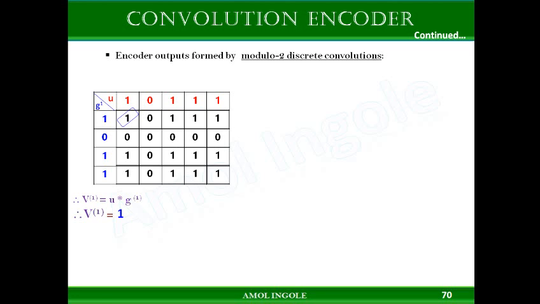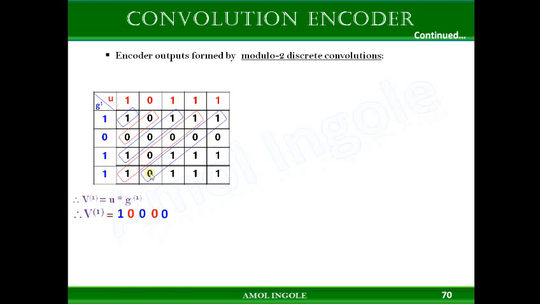So the first bit will come from this and it is 1. The second bit of the output V1 can be obtained by XORing these two bits diagonally, 0 0. So XORing 0 with 0 will get you 0. The third bit of V1 can be obtained by XORing these three bits. So 1 XORed with 0, XORed with 1, you get 0. 1 plus 1, 0. The fourth bit of V1 can be obtained by XORing these four bits, 1 0 0 1.